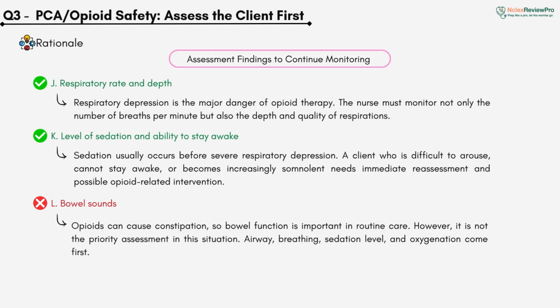Option K, level of sedation and ability to stay awake. This is correct. Sedation often occurs before severe respiratory depression. A client who is difficult to arouse, cannot stay awake, or becomes increasingly somnolent needs immediate reassessment and possible opioid-related intervention.